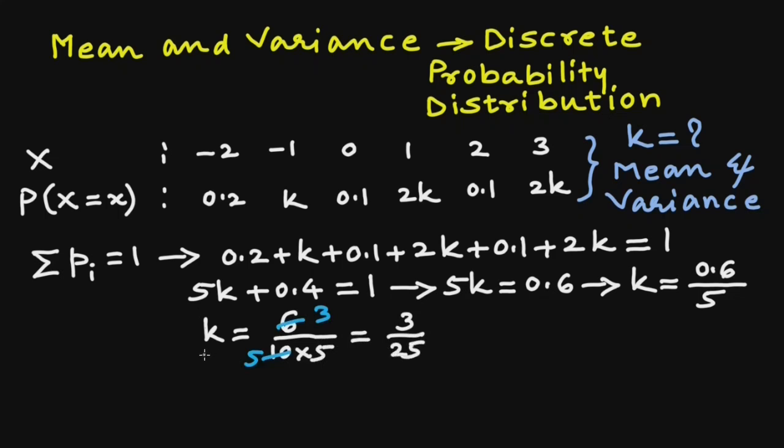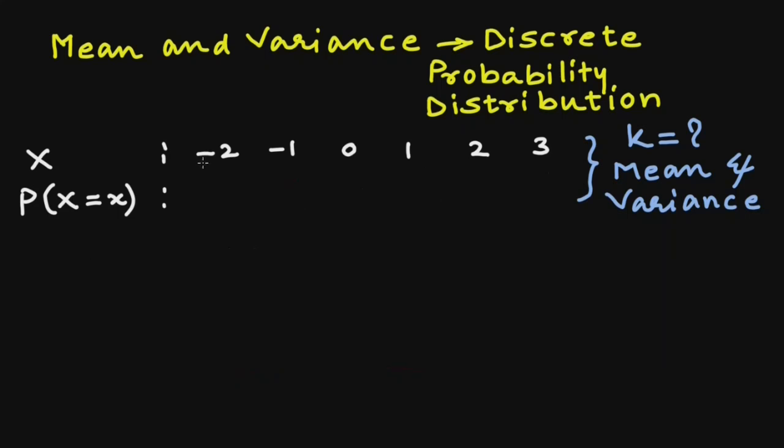Now by using the value of k, 3 upon 25, in the probability distribution table, the table will change to: for x equals minus 2, the probability will be 2 upon 10. For minus 1, it is k, that is 3 upon 25. For 0, 1 upon 10. For 1, it is 2k, that will be 6 upon 25. For 2, it is 1 upon 10. And for 3, it is 2k, that will be 6 upon 25.